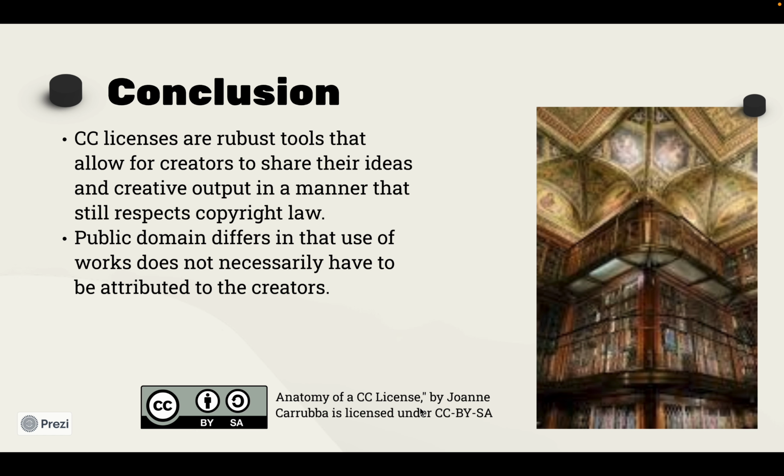CC licenses are robust tools that allow for creators to share their ideas and creative output in a manner that still respects copyright law. Public domain differs in that the use of works does not necessarily have to be attributed to the creators.